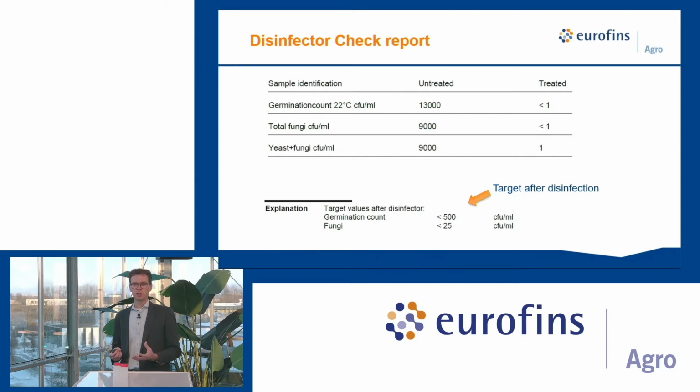If you look at the targets, then we say the germination count, the colony count, below 500 is okay for water after a disinfection technique. But every colony which is growing after the disinfector is possibly a bad one, so possibly a plant pathogen.